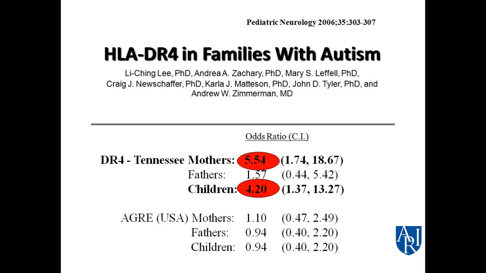We found an increase of the HLA type DR4, which is also increased in rheumatoid arthritis, although we did not find this when we looked at the AGRE sample from around the country.